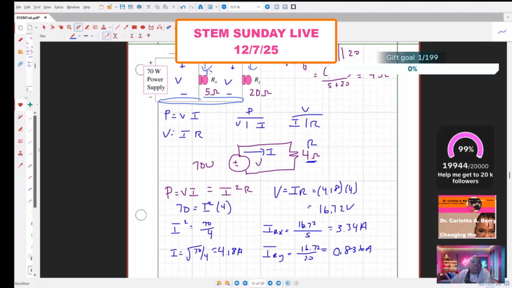This is how I knew that problem we just deleted, something was wrong because it wasn't adding up and I didn't want to figure out why, so I just started over. So what you're going to see here is that 4.18, the current coming into that top node, has to equal 3.34 plus 0.836, and it does. So we now have a happy problem. Voila! All right.